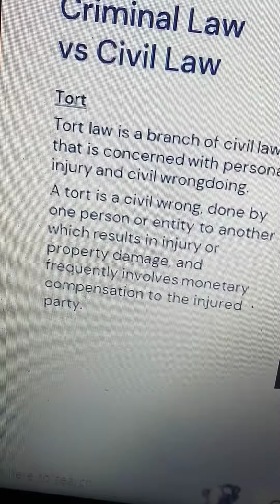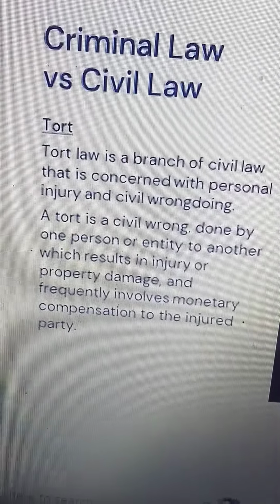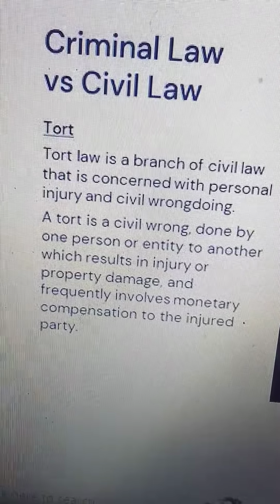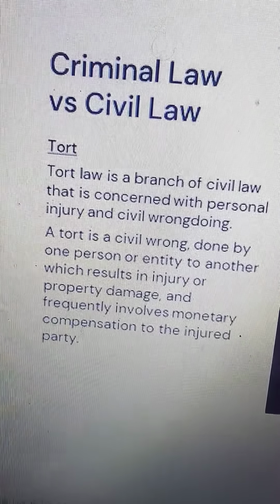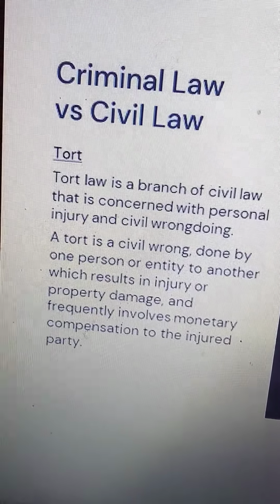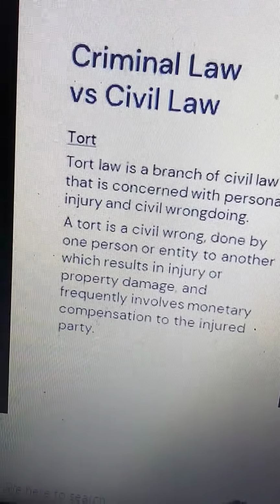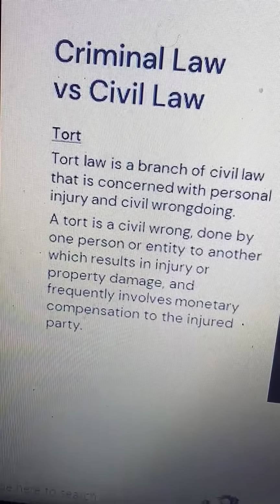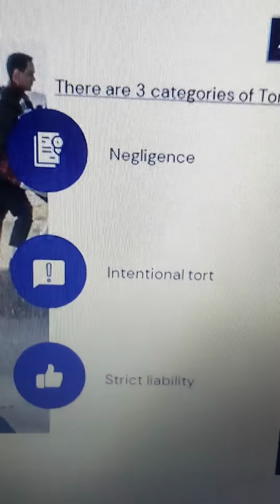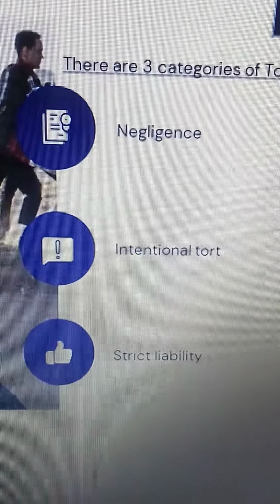Injury and civil wrongdoing. A tort is a civil wrong, done by one person or entity to another, which results in injury or property damage, and frequently involves monetary compensation to the injured party. There are three categories of torts: negligence, intentional tort, strict liability.